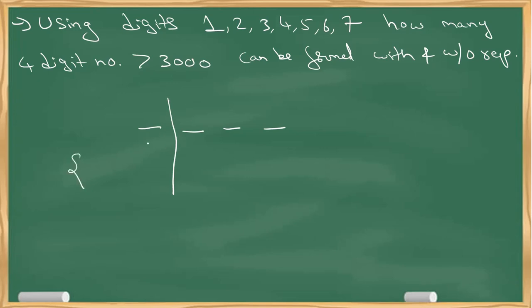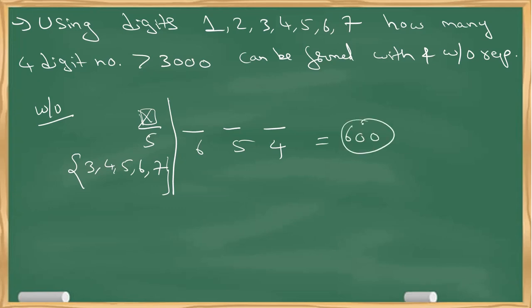That means, can I include 3? Obviously, because the minimum number starting from 3 is 3124. So 3 also comes, 4, 5, 6, 7. So no conditions from the other positions. So how many ways? 5 possibilities. Let me try without repetition first. Next, one digit gone out of 7. How many? 6, 5, 4. So 30, 120, 600. 600 possible ways.